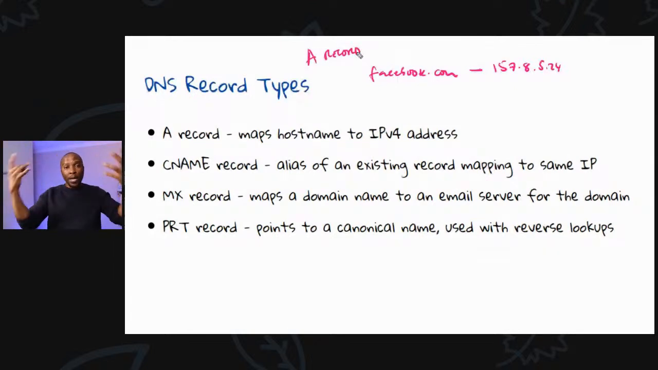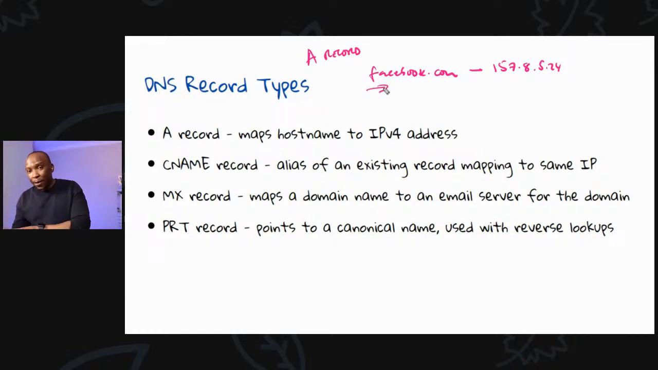So when you query the DNS server and you say you're looking for facebook.com, it goes through its database looking for an A record for facebook.com. It finds the A record and says, oh, what is the IP address? Oh, the IP address is 157.8.5.24. Then it returns that information. And then your computer takes that IP address and starts routing packets in that direction, because now it has an IP address that it can use. So the first one is an A record.